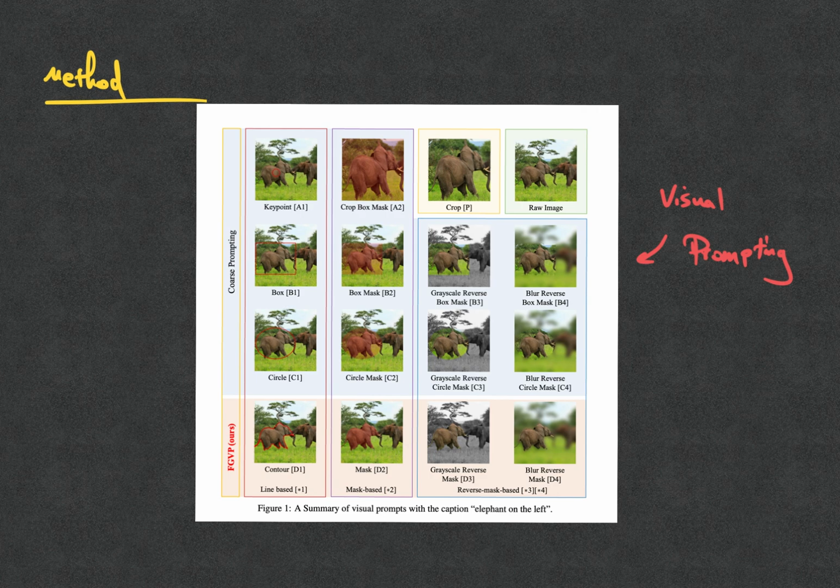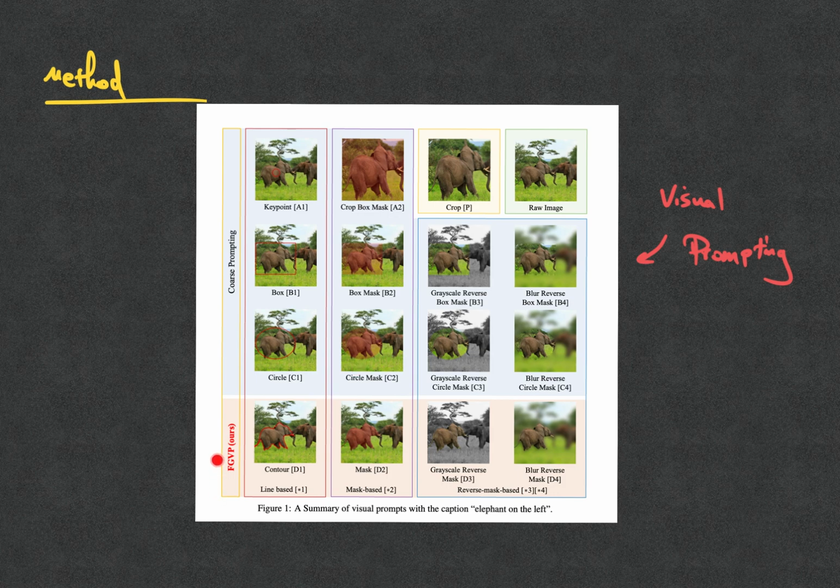This is an example of the visual prompting. So you can see that there are coarse promptings. For example, you have crops, you have the raw image, you have the blur reverse box mask, meaning that you take basically the content that is more representative here, and then you draw a box around it and you blur the rest. You have the grayscaling and things like that.